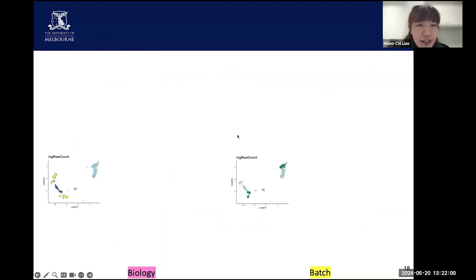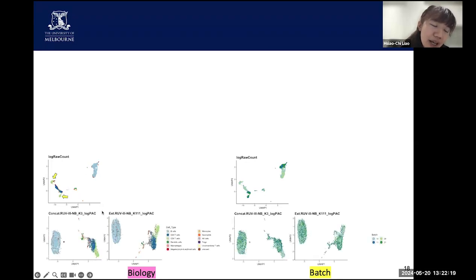Here I go back to the example that I showed at the start of my talk. By looking at the raw count, we saw that the CD8 T cells have 2 subclusters, and we are unsure whether they are true biology or not. By looking at the IUV3MB corrected data, we saw that those 2 clusters merge together, the light green ones. So this suggests that the subclusters we found here are likely to be unreal.